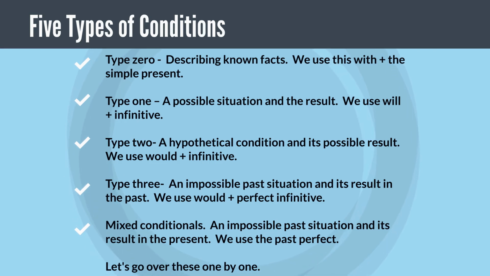Type 3, an impossible past situation and its result in the past. We use would plus perfect infinitive. Mixed conditionals, an impossible past situation and its result in the present. We use the past perfect. Let's go over these one by one.